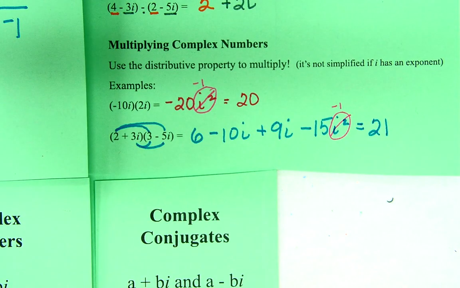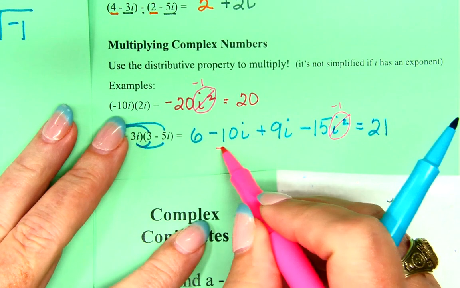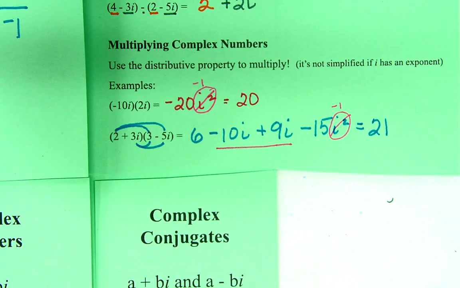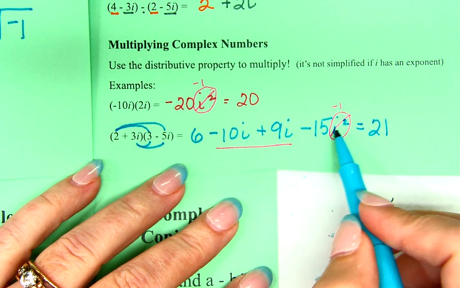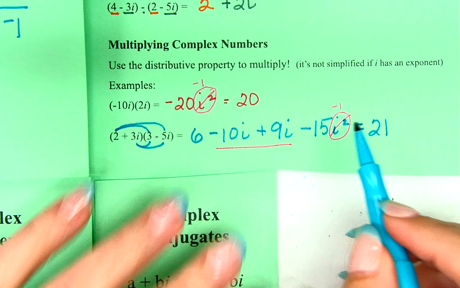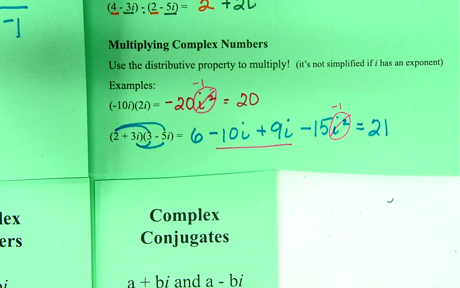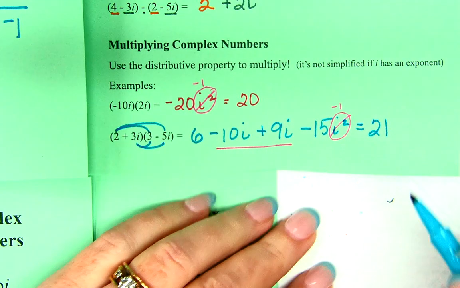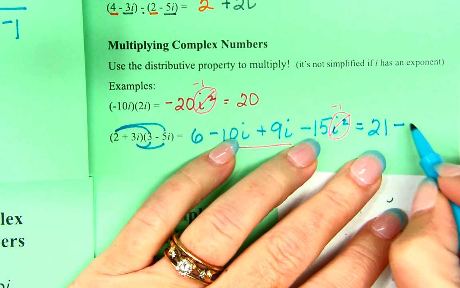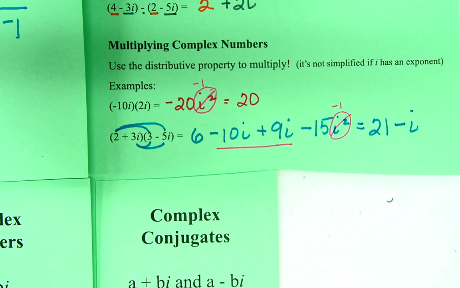Is that all I have to do? Well, I have 2 imaginary parts I can combine, right? Why didn't I just combine all 3 of these together? Yeah, I can't, because while it is not a variable, this is one of the places it's acting like a variable. You can't combine an i and an i squared. Does that make sense? Okay. So what is negative 10i plus 9i? Negative i.